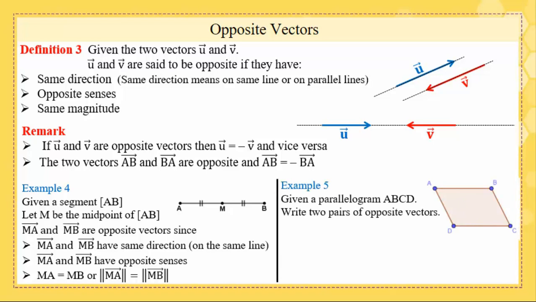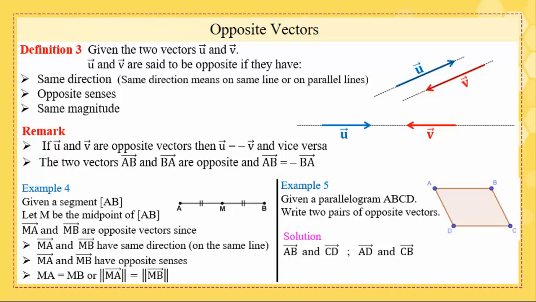Another example, we have ABCD is a parallelogram. We need to write two pairs of opposite vectors. We can say that AB vector and CD vector are opposite vectors because they have the same direction, they are on parallel lines, they have the same magnitude since the measure of segment AB is equal to the measure of segment CD, but they have opposite senses since AB is going to the right while CD is going to the left. So AB and CD are opposite vectors.